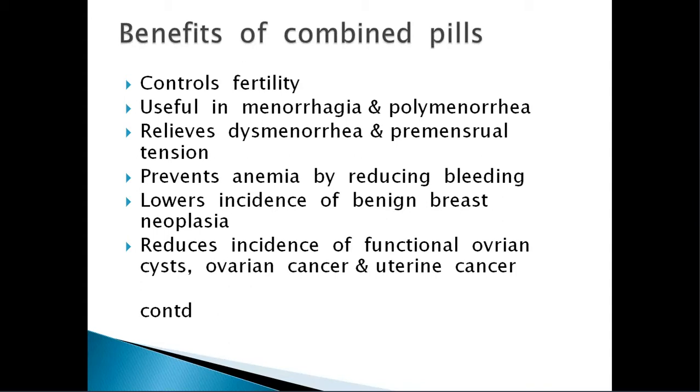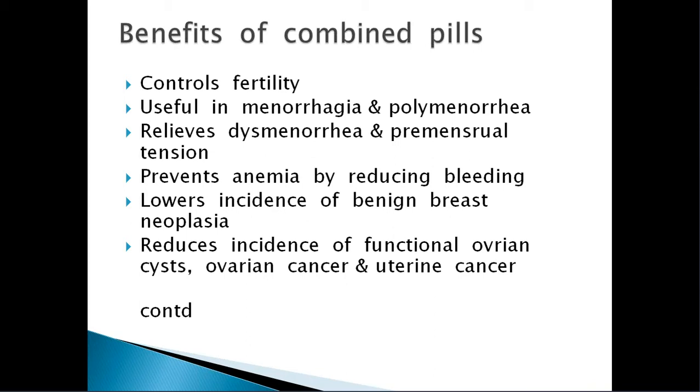There is reduced incidence of functional ovarian cysts, ovarian cancer, and uterine cancer. See, functional ovarian cysts are cysts of the Graafian follicle. Sometimes, when the ovum is not released, the Graafian follicle goes on increasing and becomes a cyst, what we call a follicular cyst. Now, these cysts are prevented because the development of the Graafian follicle is prevented by the OCPs. So, functional ovarian cysts can be treated by giving OCPs for about 3 to 4 months.